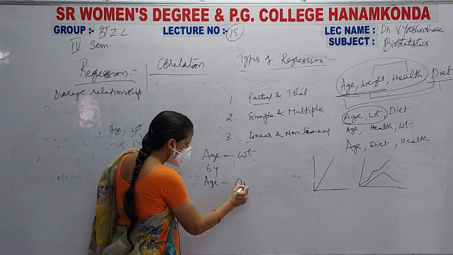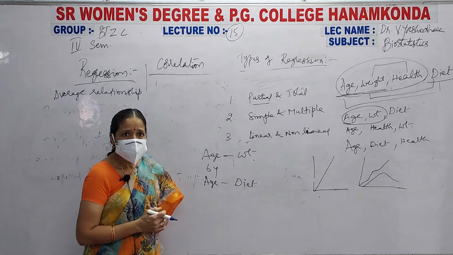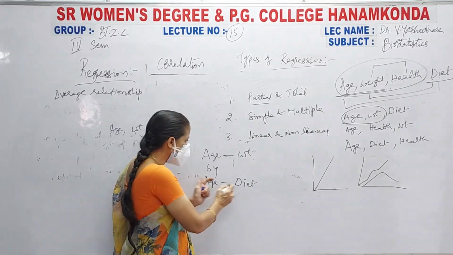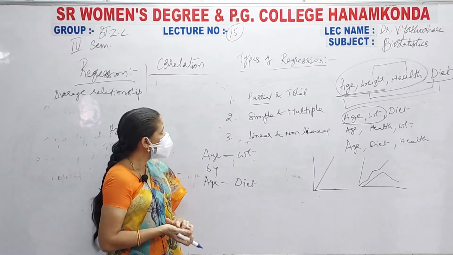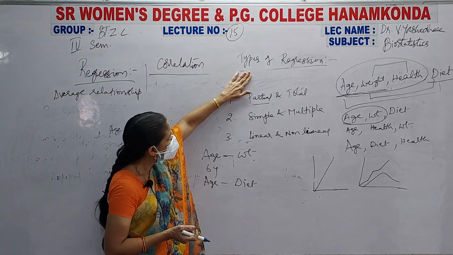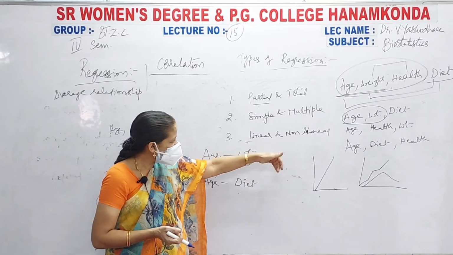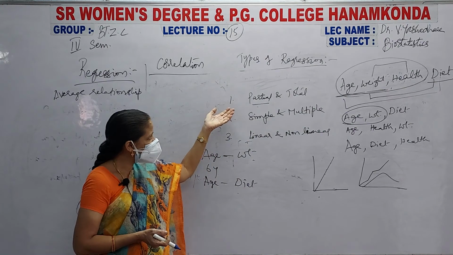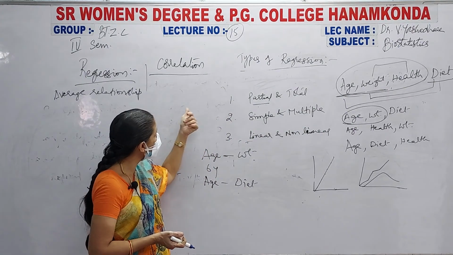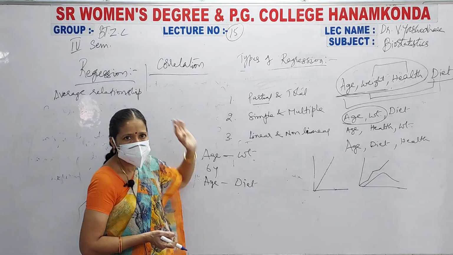Then take age and diet. Both are interrelated to each other, how to check it. So in the next class, students, we will go for the types of regression in detail, and today we will stop here. That is tomorrow or day after tomorrow, whatever it may be, in the next class we are going to see this regression. Thank you, students.